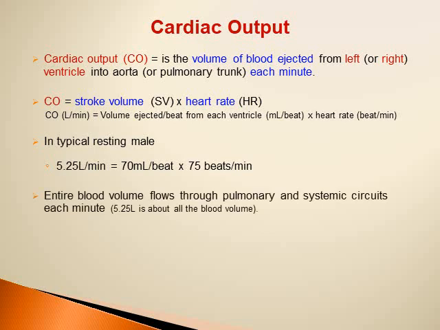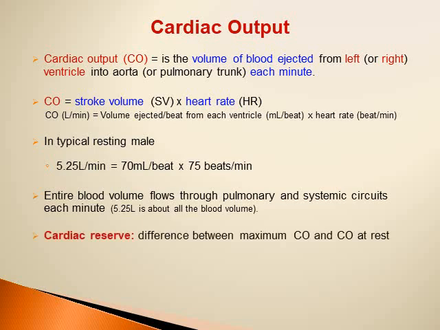The entire blood volume flows through the pulmonary and systemic circulations each minute. So in 1 minute, the pulmonary circulation will receive 5 liters, and also in 1 minute, the systemic circulation will receive the entire cardiac output of the left ventricle, which is about 5 liters. Cardiac reserve is the difference between the maximum cardiac output and cardiac output at rest, because during physical activity the cardiac output will increase several times. So if we subtract the cardiac output at rest from the maximum cardiac output, then we can get the cardiac reserve.